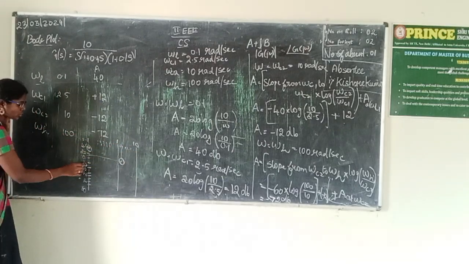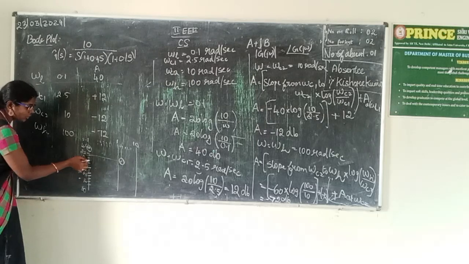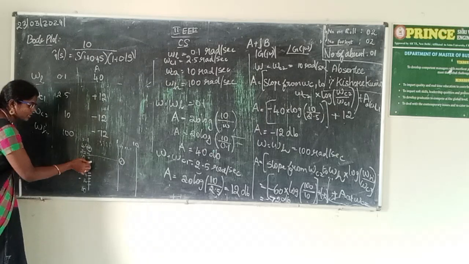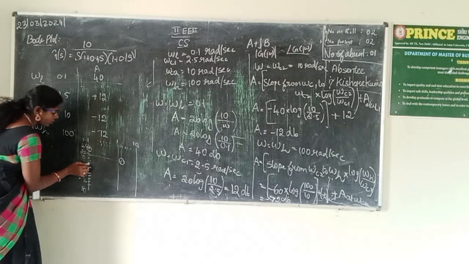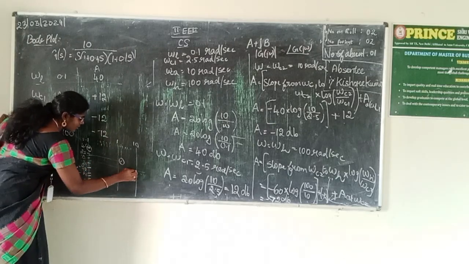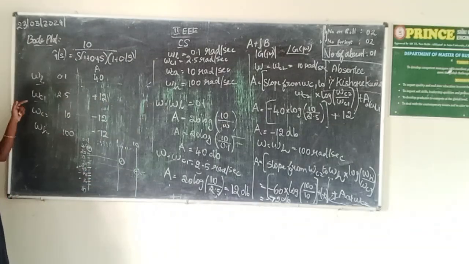What is the value? Minus 12. Below 0, the limit is 10. The next line is minus 12. So here this will be the third point.